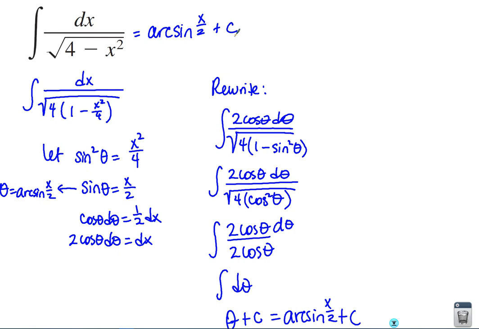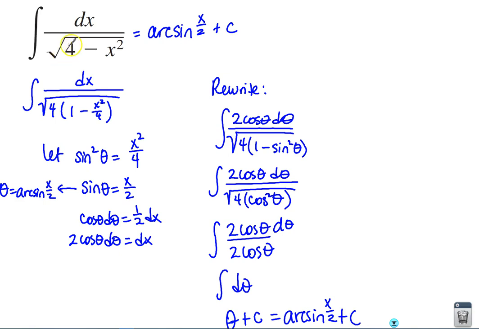So that makes me wonder, what if this 4 had been a 9? How would that change this whole process? Well, if I had a 9 here, it would turn into a 3 here. So then that would become arc sine of x over 3 plus c. Does everybody follow on that one?